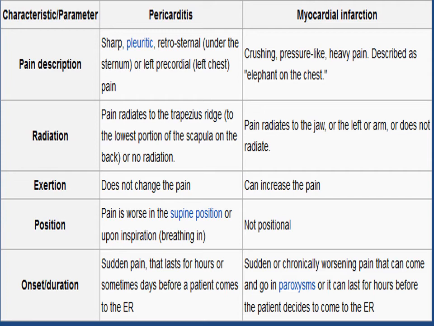While in the case of myocardial infarction, the pain is crushing, like a pressure or a heavy pain, and it radiates towards the jaw or left arm. The pain of pericarditis does not change on exertion, while the pain of myocardial infarction can increase on exertion. The pain of pericarditis is worse in the supine position, while there are no postural differences in the case of acute myocardial infarction.